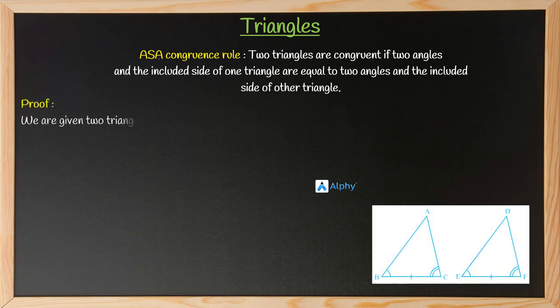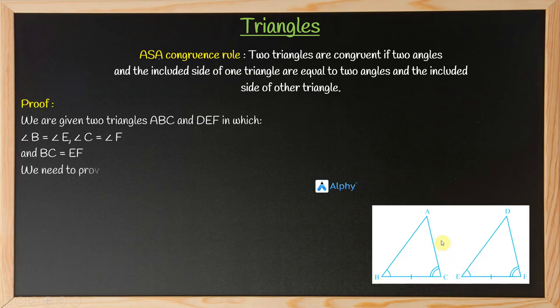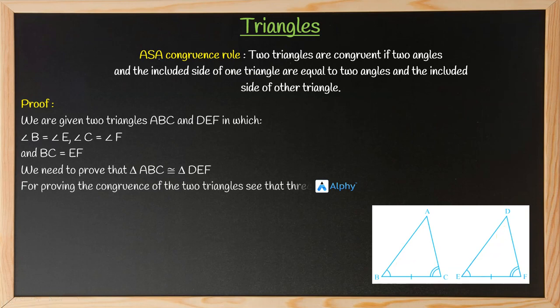So, we are given two triangles, triangle ABC and triangle DEF. In these triangles, angle B is equal to angle E and angle C is equal to angle F and BC is equal to EF. We need to prove that triangle ABC is congruent to triangle DEF. For proving the congruence of the two triangles, see the three cases.